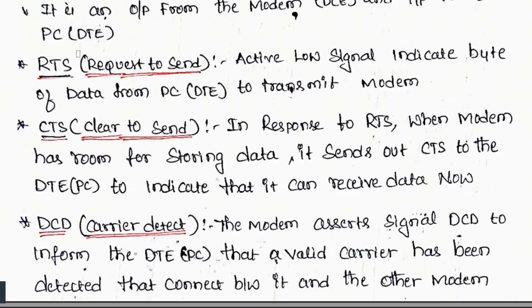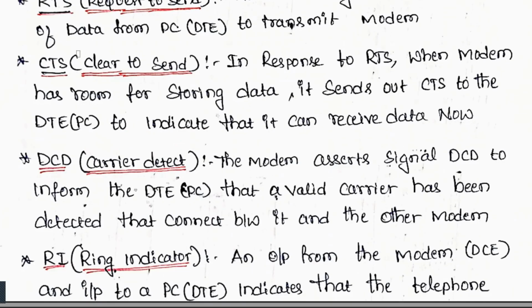RTS is request to send, active low, that indicates the byte of data from DTE is ready to transmit to the modem. CTS is clear to send. In response to the RTS, when the modem has room for storing the data, it sends out the CTS to the DTE to indicate that it can receive data now.